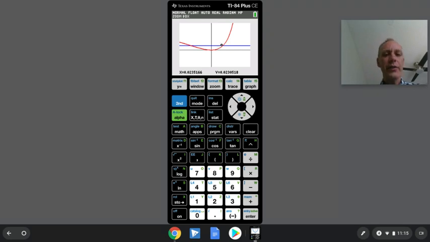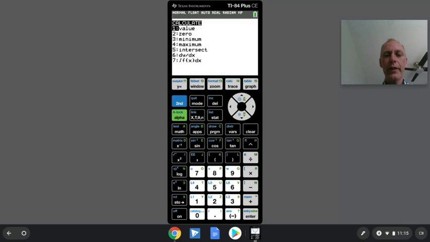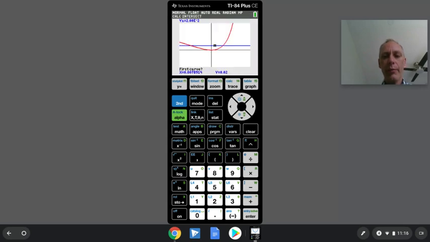So to find the intersect, I am going to go second button, second, and then the trace or calculate, top right, second, calculate, number 5, intersect. Put the cursor close to where the intersect is to show the calculator, and then hit enter 3 times. Enter, enter, enter. And it finds our x intersect, and that is 0.026457. Perfect.